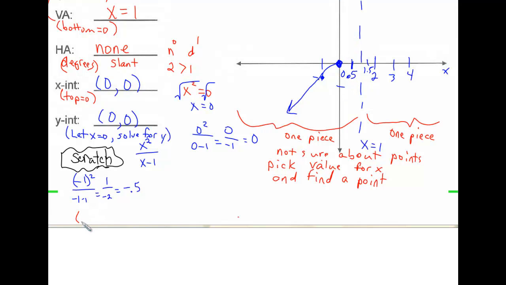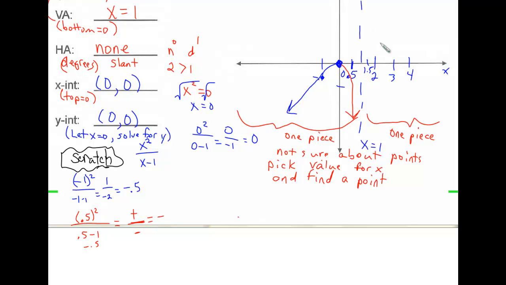0.5 squared over 0.5 minus 1. I really only need to know if it's positive or negative to figure out which direction it's going. 0.5 squared is positive, and 0.5 minus 1 is negative 0.5, so this bottom is negative. Positive divided by negative will get me a negative. That means this piece of the graph is going down towards the vertical asymptote.